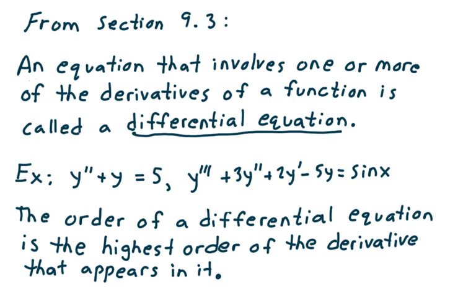y triple prime plus 3y double prime plus 2y prime minus 5y equals sine of x. This is another differential equation. So notice how it involves the function y and one or more of its derivatives.